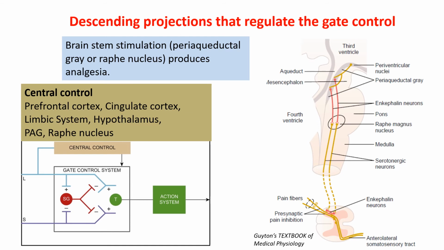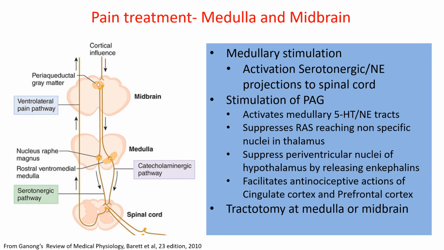In addition to these, I have listed here the prefrontal cortex, cingulate cortex, the limbic system, hypothalamus, periaqueductal gray and raphe nucleus. So these are all the projections that regulate the gate control. There is some repetition, but I am giving, at each level, the strategies for pain treatment from the medulla and midbrain.